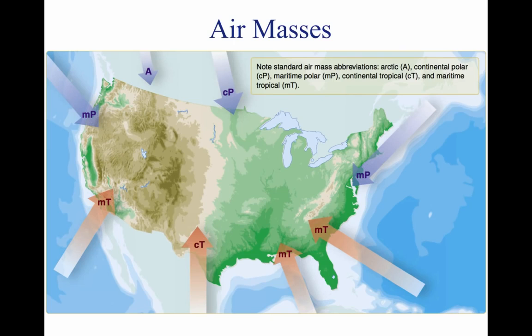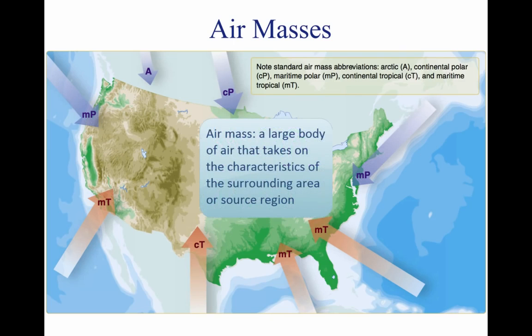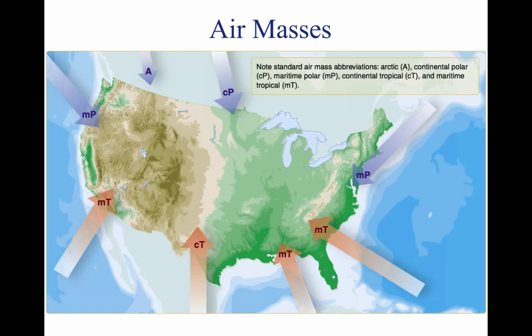Air masses are classified according to the regions where they originate. They are large bodies of air that take on the characteristics of the surrounding area, or source region. A source region is typically an area in which the air remains relatively stagnant for a period of days or longer. During this time of stagnation, the air mass takes on the temperature and moisture characteristics of the source region. Areas of stagnation can be found in the polar regions, tropical oceans, and dry deserts.